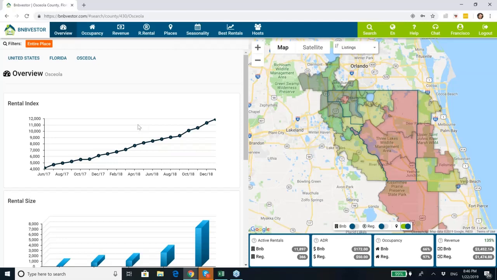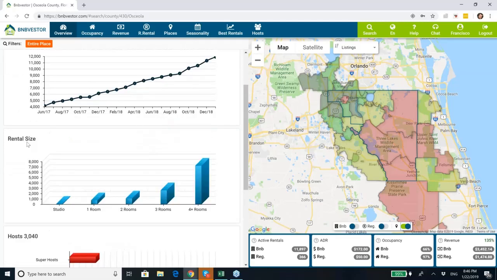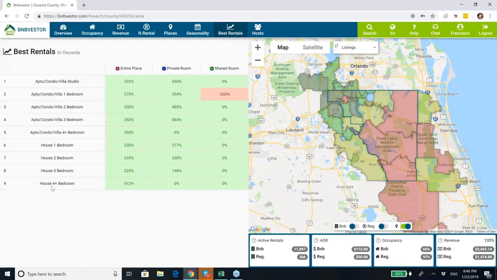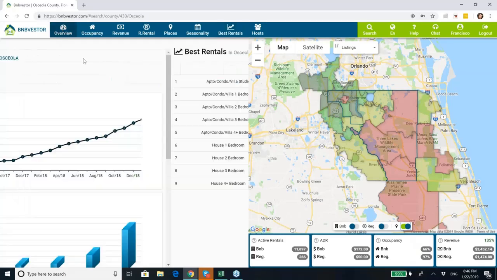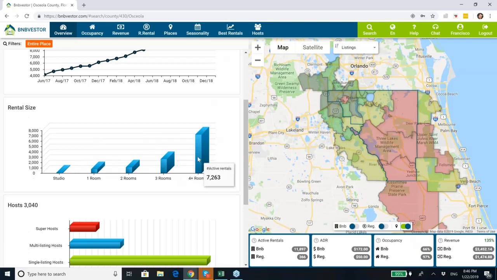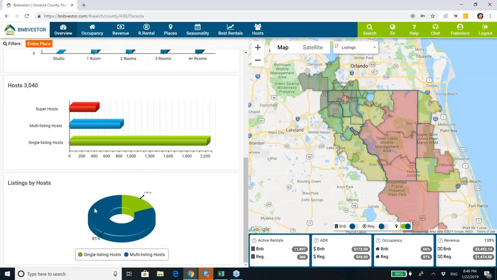Because one thing is what you think, and another thing is what really is happening. One of the things I can see in this county is that the majority of the properties for rent are 4-bedroom houses, and you can see in the best rentals over here, 4-bedroom houses, and it's the majority of the rentals. If you're going to rent something here to put into Airbnb, the thing you want to be looking for is 4-bedroom houses.